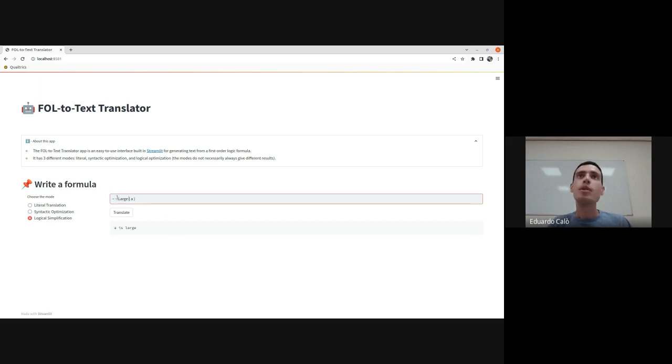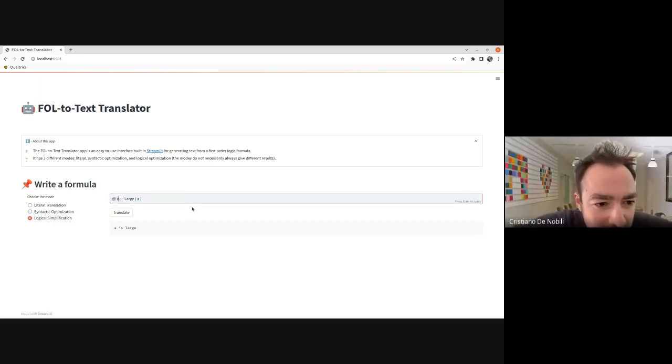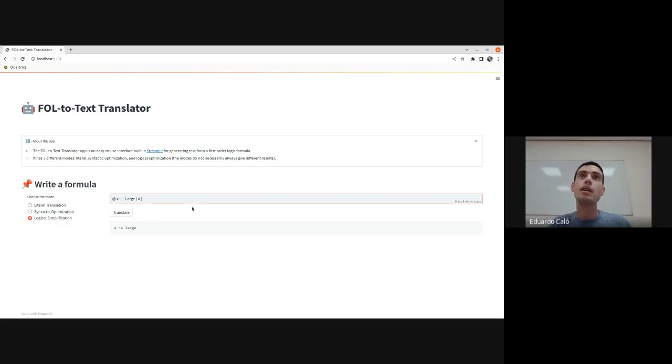Yes, maybe we can try with one of the formulas that I have. Let me see. I can show you something which is more interesting. Yeah, this one. Let's see if this one works. This one should work. I think I can copy paste it from here.